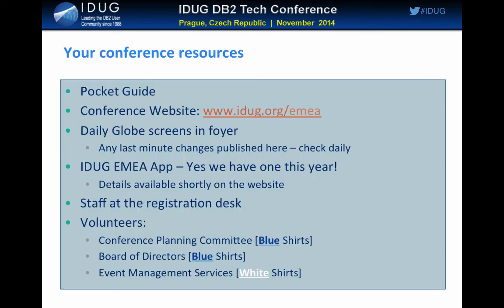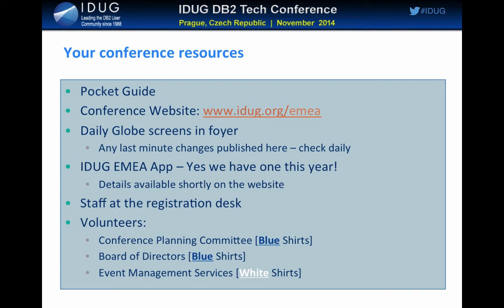This slide covers your conference resources. There are lots of resources available for you to find anything that you need if you can't find something. The first resource is normally the pocket guide. The pocket guide is handed out when you register for the conference at the beginning of the week. It includes details on all the sessions and also has details on the vendors and the expo hall.